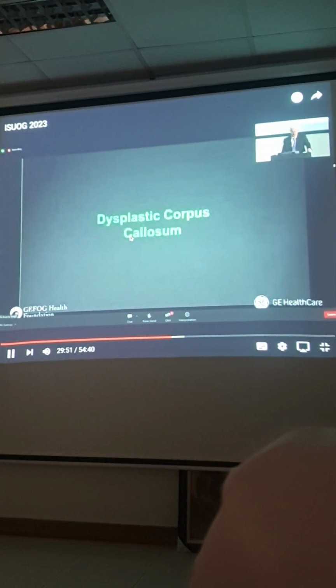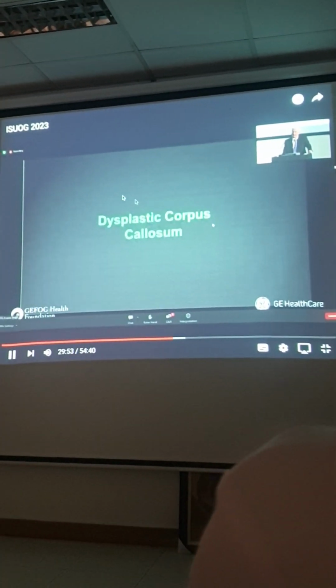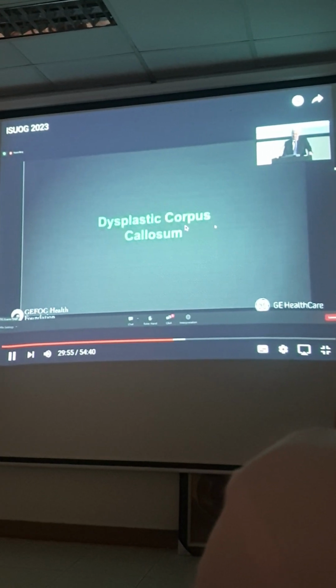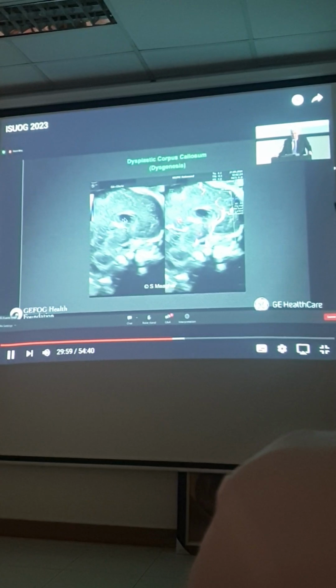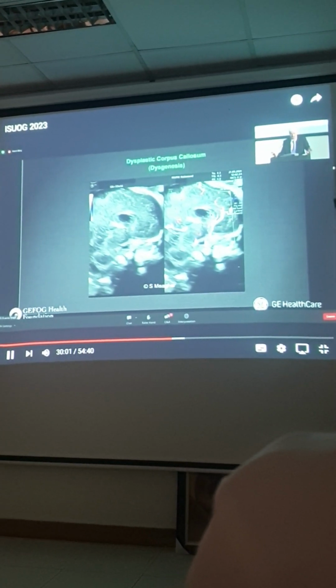What about the differential diagnosis? The dysplastic corpus callosum. So this is the sense when you look at it. The full length of the corpus callosum is present, the rostrum, splenium, they are all there.